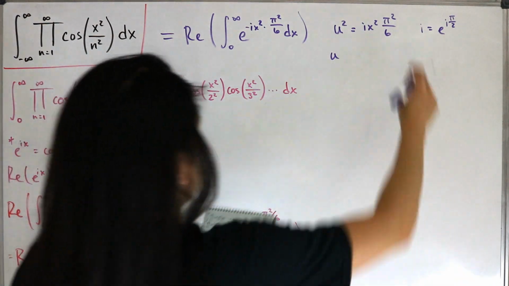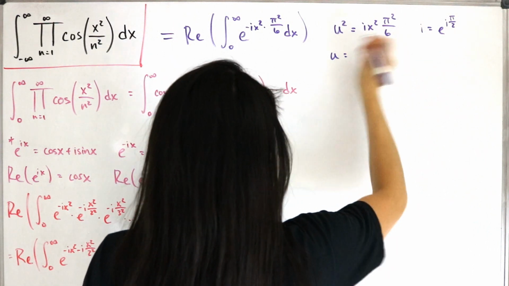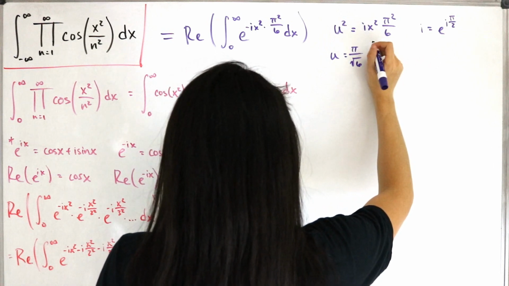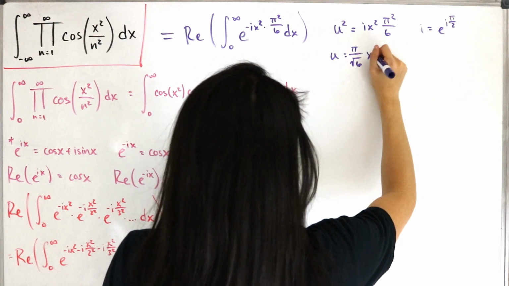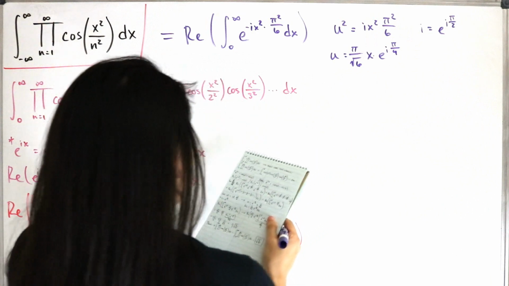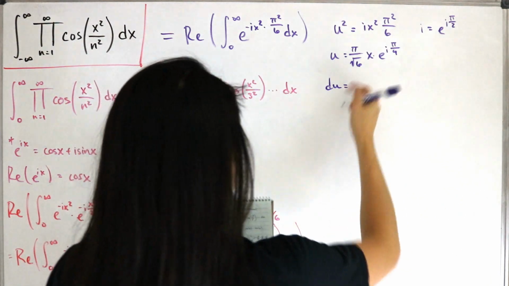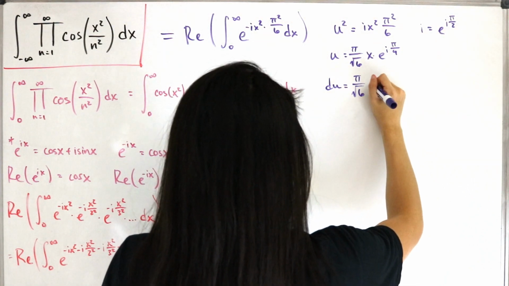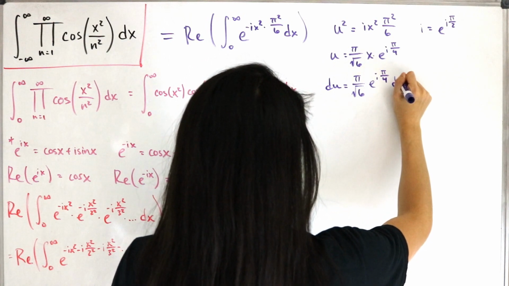So that would mean that if I take the square root of that, u is just going to equal, to put everything back together, pi divided by the square root of 6, times x, and then multiplied by e to the power i times pi divided by 4. Now afterwards, doing the differentiation of both sides, du is just dependent on x. So it simply reduces to pi divided by the square root of 6, multiplied by e to the power i times pi divided by 4, and then dx.